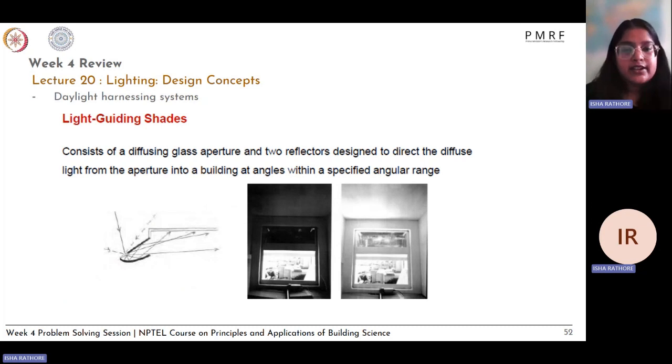Then you have light guiding shades. These are basically shades which consist of diffusing the glass aperture, and then you have two reflectors which are designed to direct the diffuse light from the aperture into the building at angles within a specified angular range. So when the sun outside is much higher, it does not allow the direct component to enter the shell. But when the sun angle is low and when you have diffuse radiation, then this allows the light to go in, which is why you can see much more brightness compared to the previous picture.